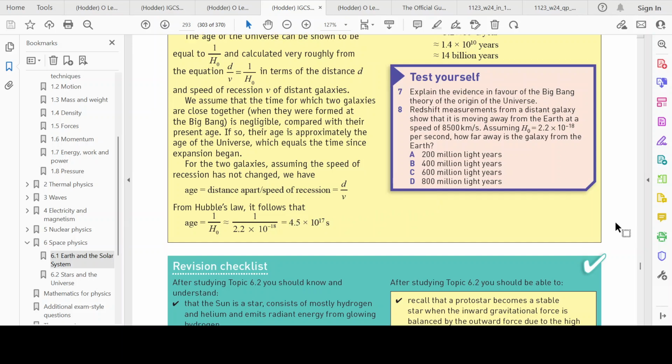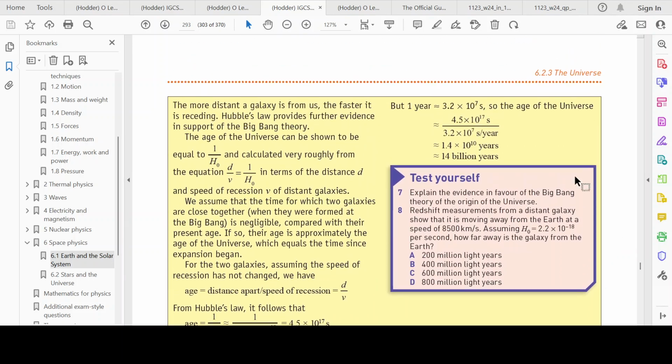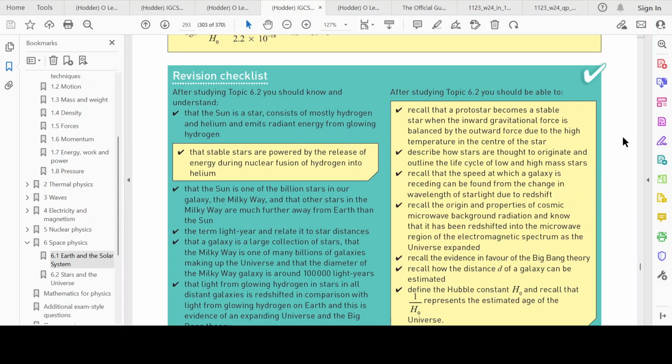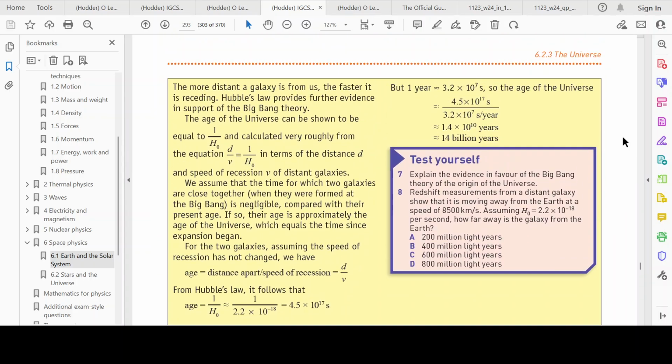So you convert that to years. 1 year has 3.2 into 10 to the power 7 seconds. And so you divide the value we got by the number of seconds in 1 year. You get 1.4 into 10 to the power 10, otherwise 14 billion years. And that is how we have estimated the age of the universe, that the universe began 14 billion years ago, right?